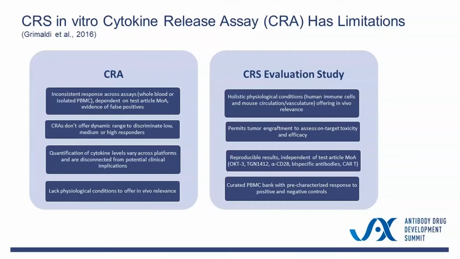This model allows you to graft human tumors into these mice to be able to look at toxicity and efficacy in the same platform at the same time. We get reproducible results with different types of test articles. We've done this with OKT3, TGN1412, anti-CD28, bispecific antibodies, and again, CAR Ts. And we also have a large bank of leukopak PBMCs that have all been pre-characterized for positive and negative controls for CRS.